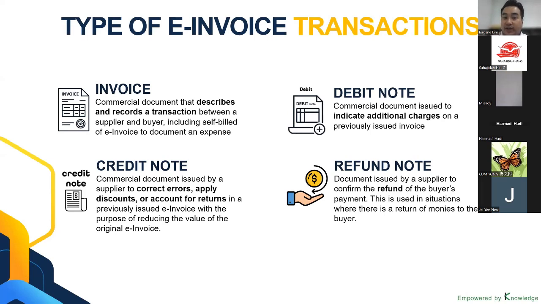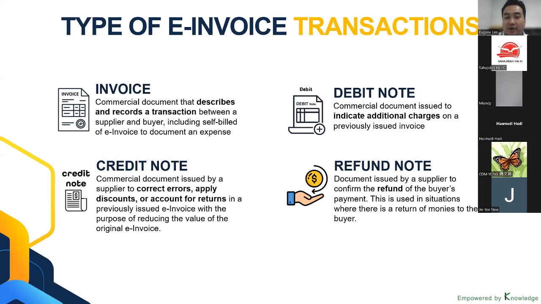The third one is a credit note. A credit note will be issued when there is an error, or you're going to give a special discount, or you have a mistake in the previous invoice and need to do an adjustment. But a credit note does not involve refund payments. If you give a discount and you're going to refund money back to your clients, that one we call a refund note. So there are four documents in the e-invoice new era.